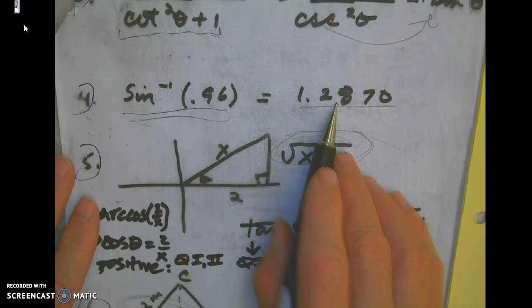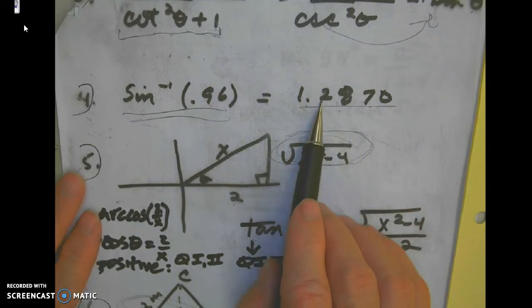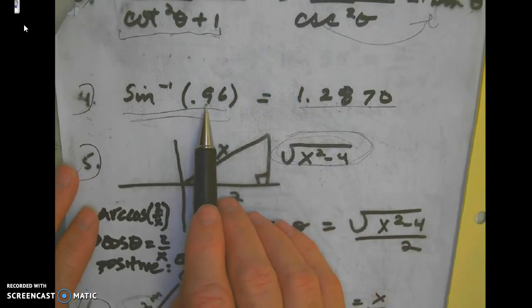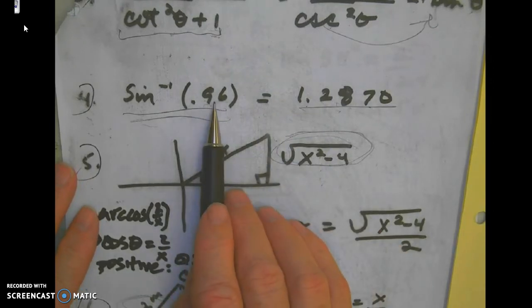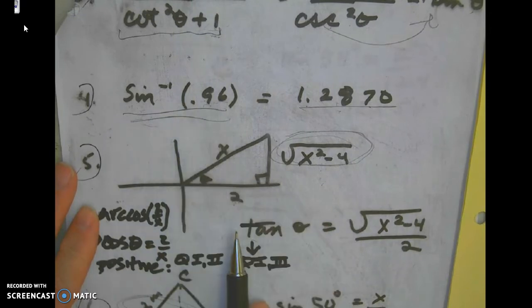Make sure you're in radian mode, and throughout the final exam, always check your mode button. You can tell that this is in radian mode because there are no degree symbols, and because this is a value that's less than 1.